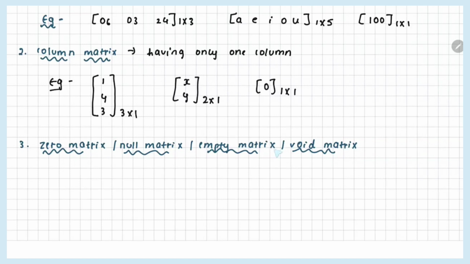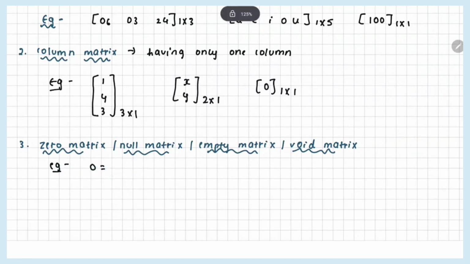It has many names: zero matrix, null matrix, empty matrix or void matrix. In the MCQs they can give any of these names, so better not to get confused. Just read properly: zero matrix, null matrix, and empty matrix are all the same. From the name only we get to know how the matrix is. I'll give you an example.